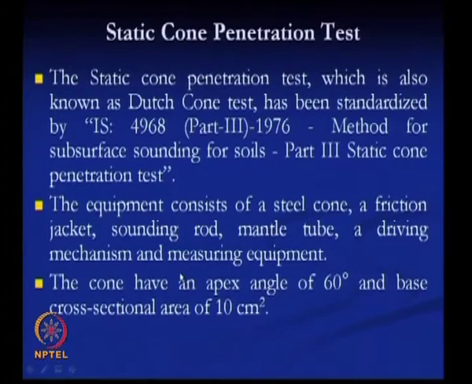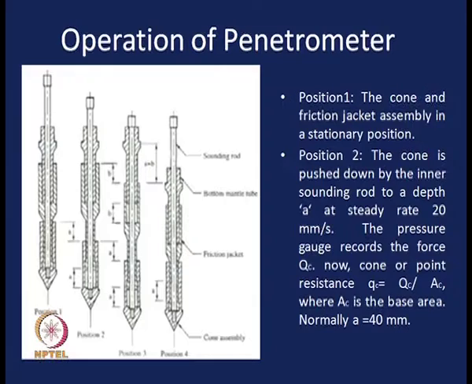Now, next is how we will use this instrument and how we will get the soil resistance by using this instrument. So, what are the steps, how will we operate these things? These are the 4 stages by which we can operate this penetrometer. First position: this is the cone and friction jacket assembly.